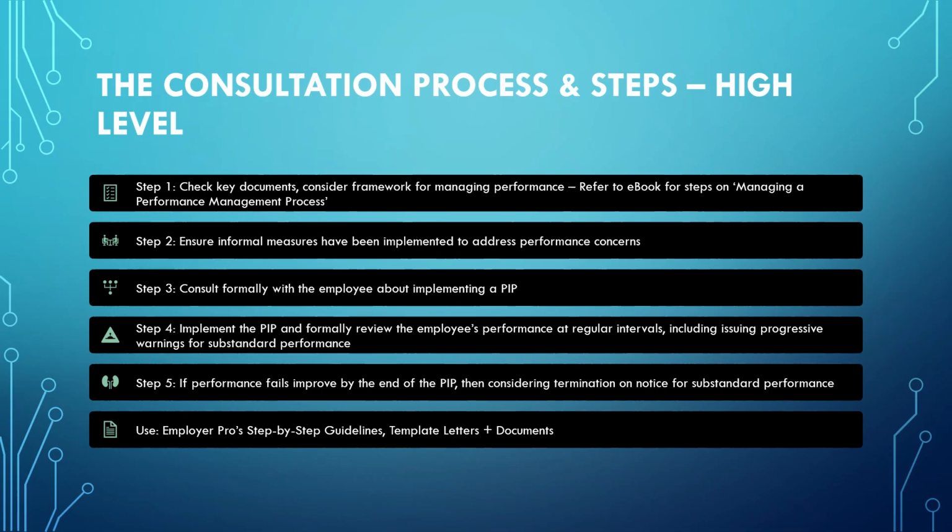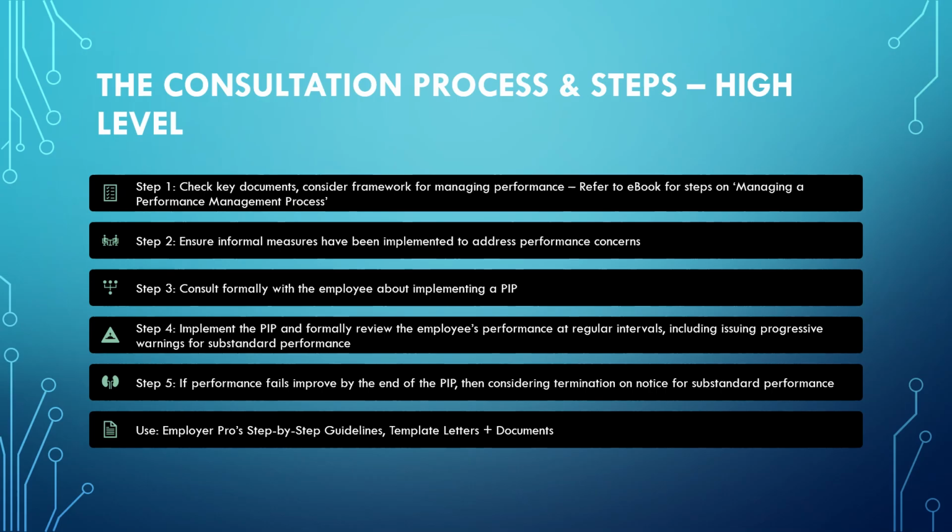The second step: ensure that informal measures have been implemented to address performance concerns. So the employee has had an informal opportunity, and the proposal to implement the PIP is not going to come out of the blue to the employee. Step three, you're formally consulting with the employee about the possibility of implementing a PIP, including the measurables and how the employer proposes to measure, monitor and assess their performance, and hearing what the employee has to say.